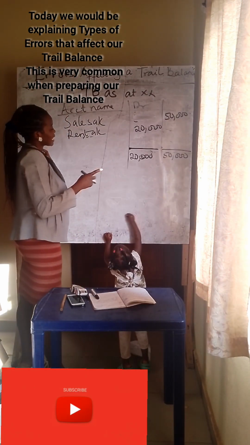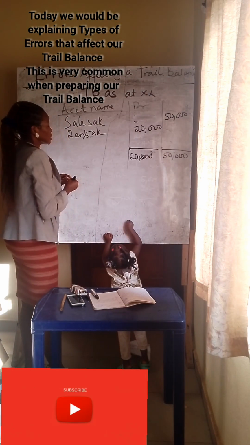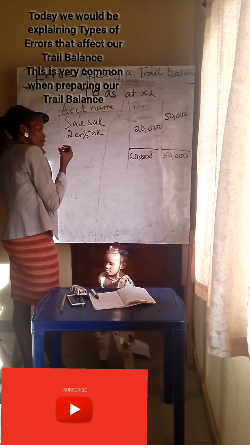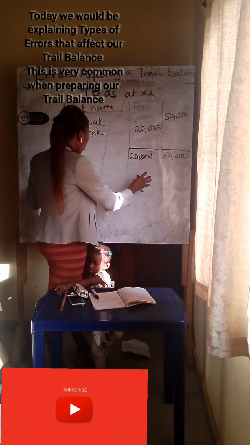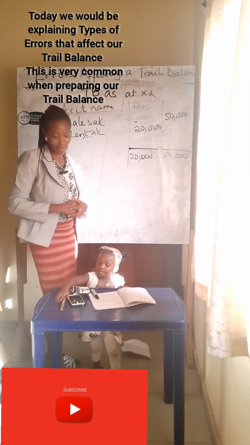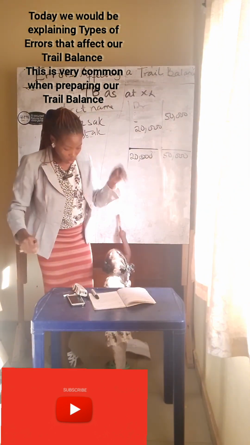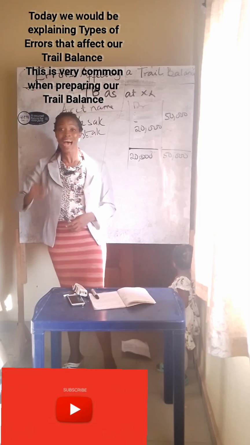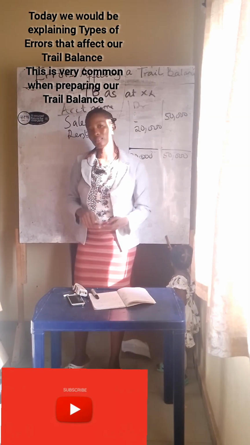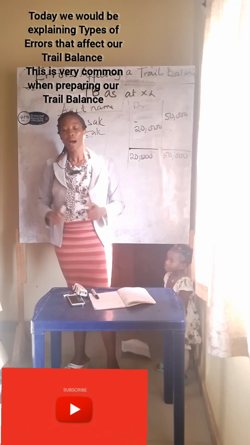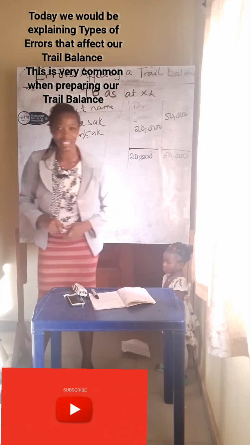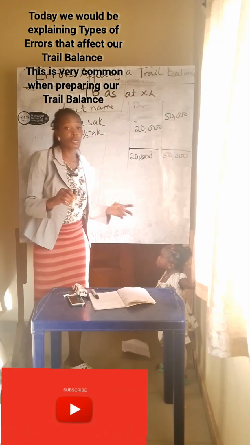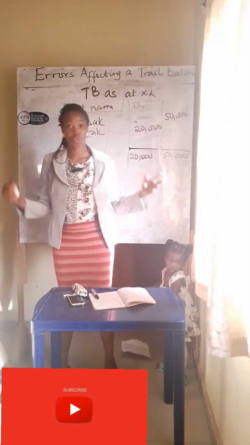And this is because an error occurred. So, be you an accounting student or an accountant, there are times you have posted and then you see that your trial balance did not balance. And that is because of errors. And that is what we're talking about in today's video: the errors that prevent our trial balances from balancing.